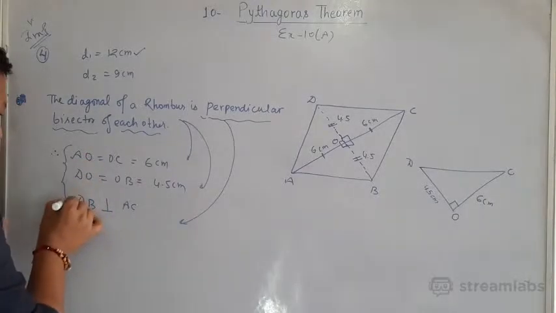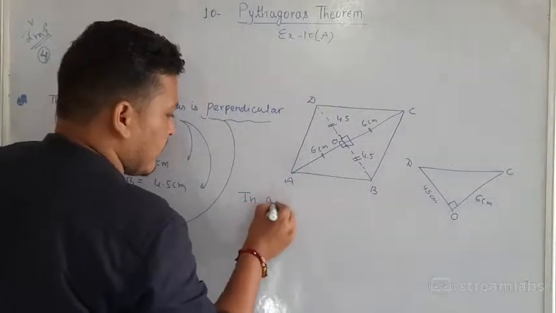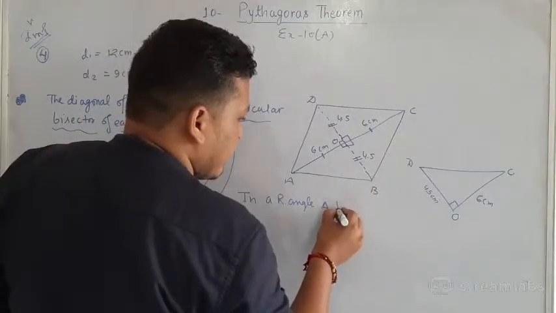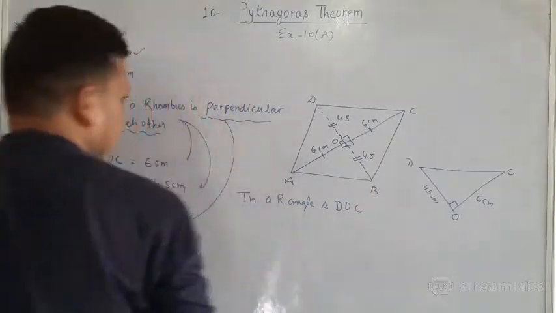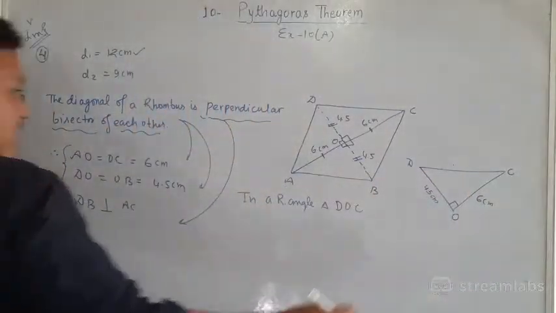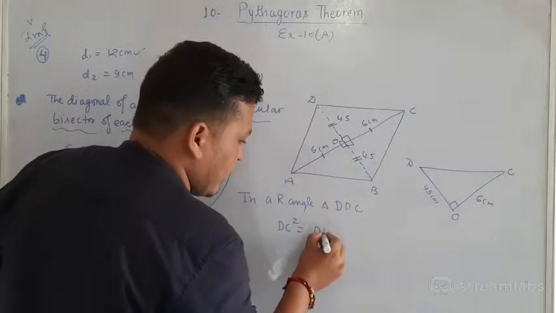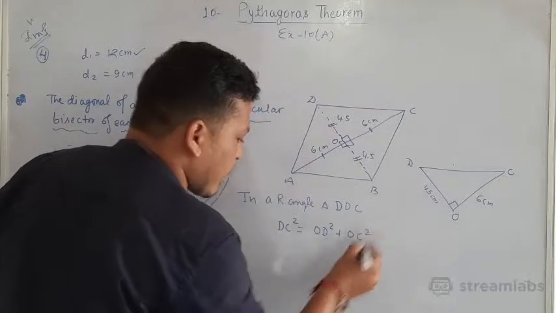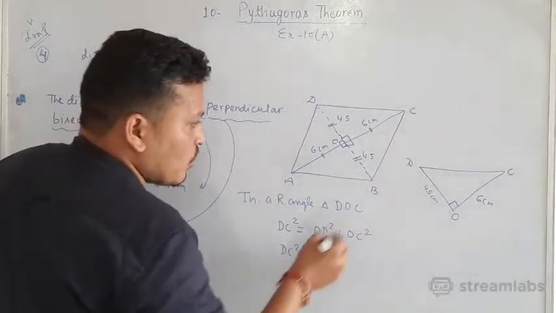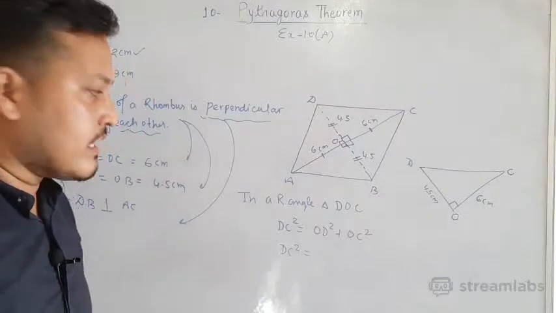So by using all three conditions, we can take this right angle triangle. Now in a right angle triangle, which triangle? DOC. Apply the Pythagoras. This is the 90. DC is the hypotenuse. So DC square is equal to OD square plus OC square. What is the length of OD? OD is 4.5. So calculate its square.